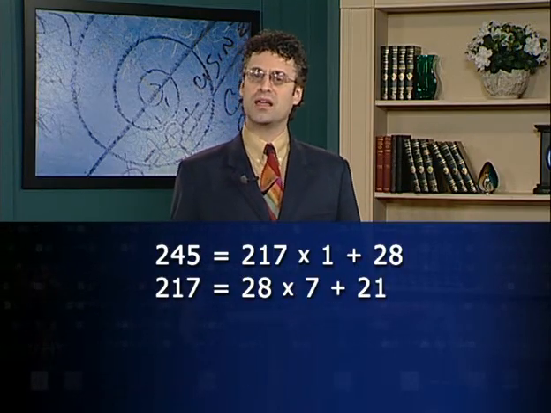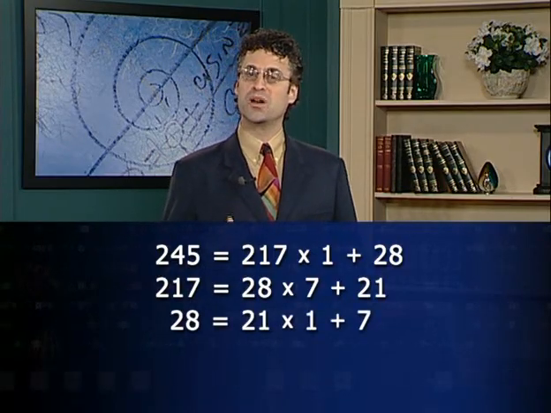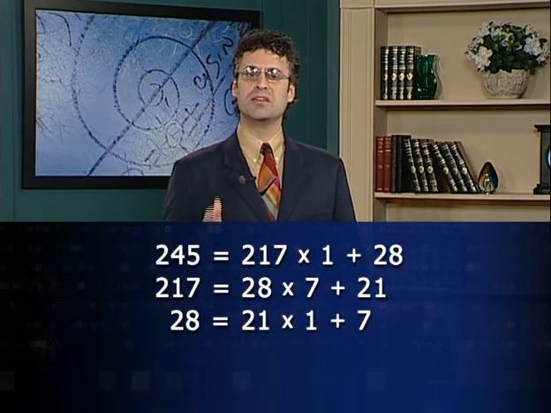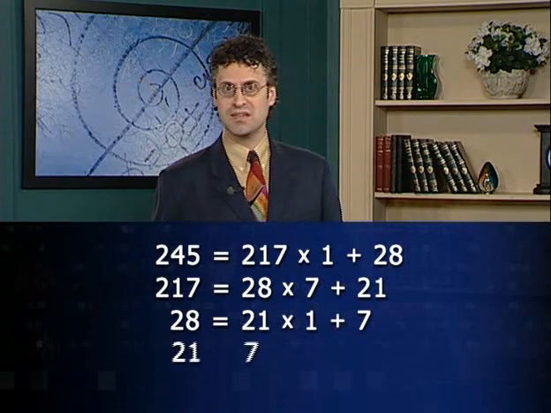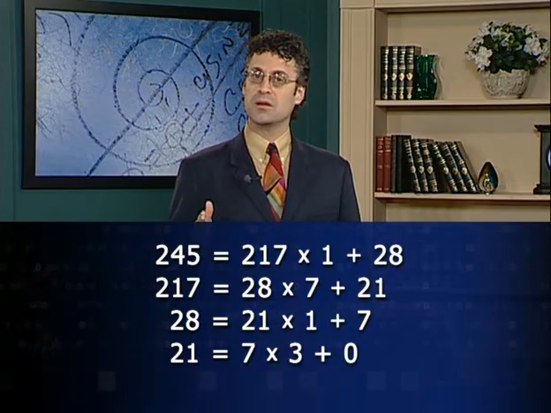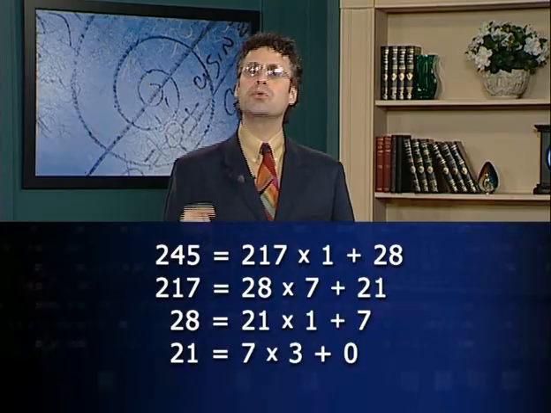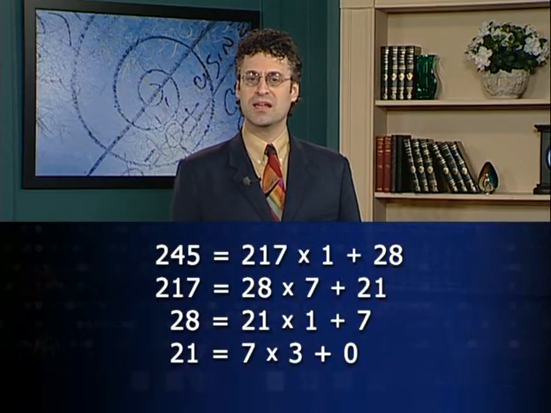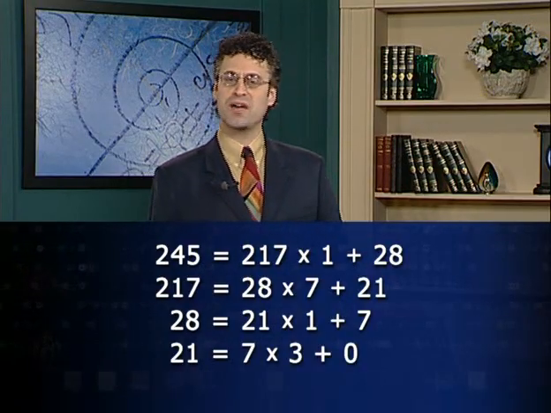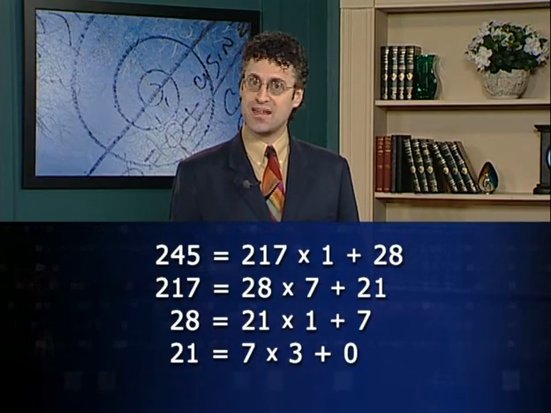Well, we now divide 21 into 28 and obtain 28 equals 21 times 1 plus 7, remainder 7. And now we divide 7 into 21, and this is actually going to be easy to see, that 21 equals 7 times 3 plus 0. Now, we get to 0. So once we find a remainder of 0, we return to the previous non-zero remainder, and that equals the greatest common factor. Thus, we see that the greatest common factor of 217 and 245 is actually 7.